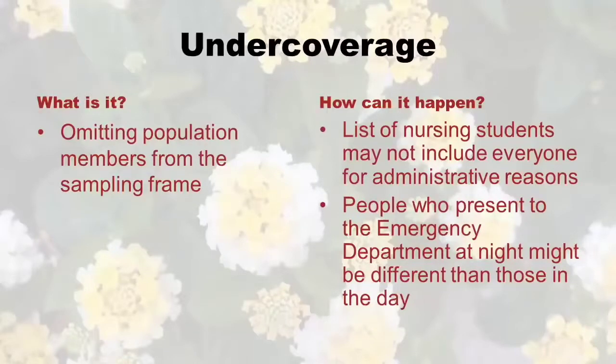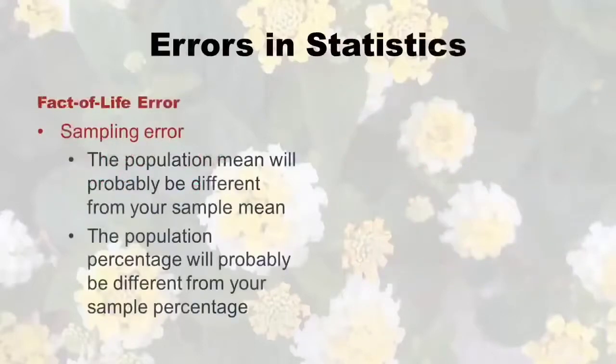And then, people who present at the emergency department at night might be different than those in the day. So if you're really trying to sample from people who present to the emergency department, you can't just look at some small period of time. You'd have to look at the whole 24-hour cycle. So if you omit population members from your sampling frame, they don't even get a chance to be in it. And that's called undercoverage.